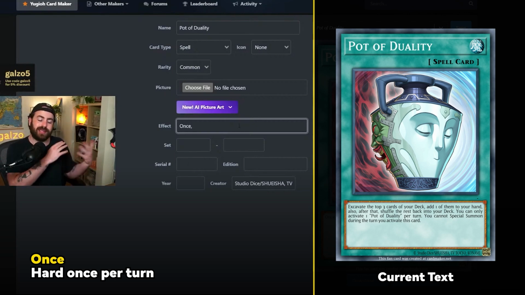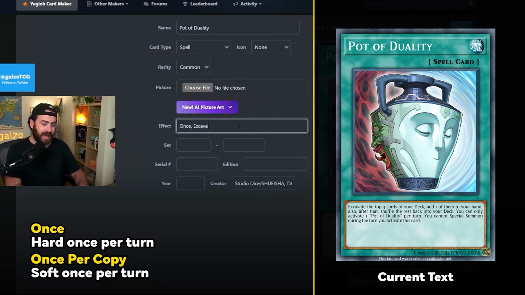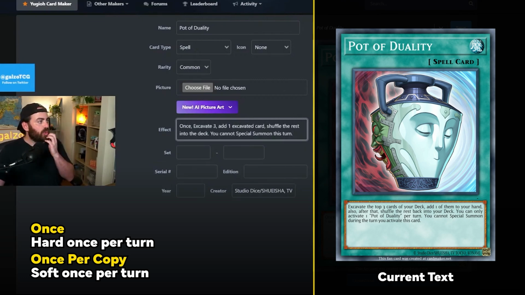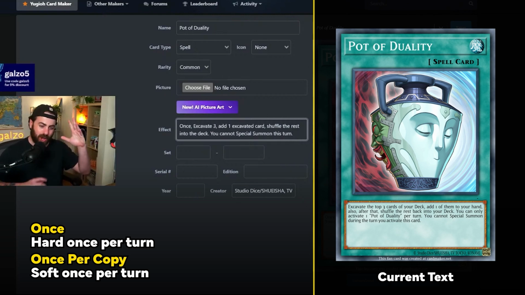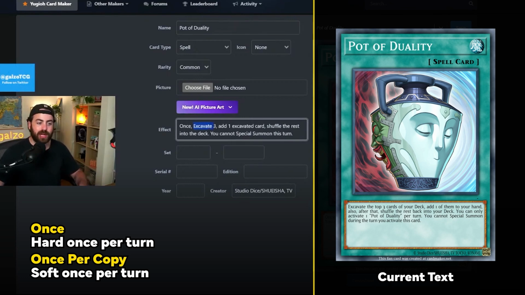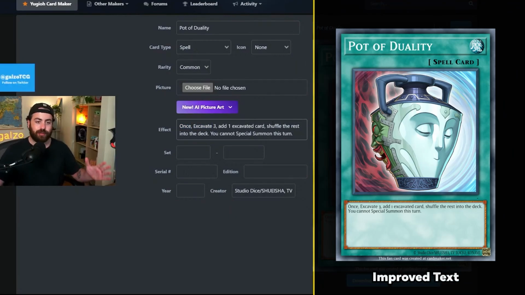And the equivalent to that when it comes to soft once per turn, which is also a pretty ridiculous concept to have in the first place, but that's fine, soft ones can be once per copy. Excavate 3. Add one excavated card. The reason why I didn't add a colon here, you don't have to make everything shorter, but we do want to make everything simpler. All of this effect will either resolve or not. There's no reason to add a colon here. And we have a keyword here in excavate, and we also have once, which is a hard once per turn. That's it. That's the effect of Pot of Duality.